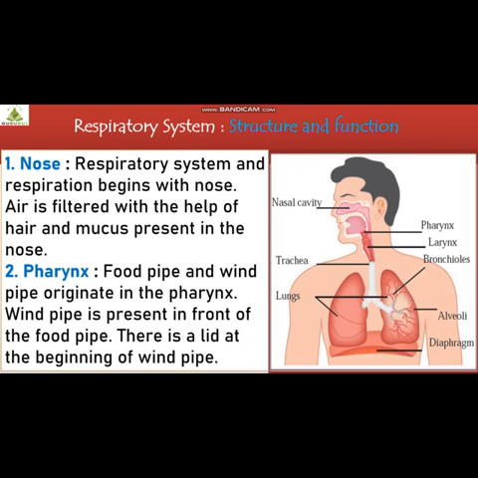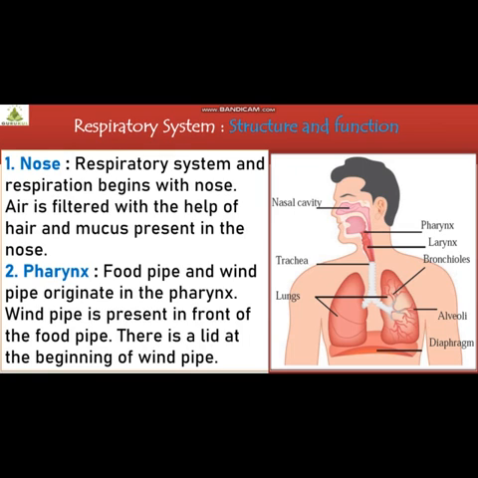So that was the nose. Second, after the nasal cavity, we have the pharynx. Food pipe and windpipe originate in the pharynx. If you observe closely, we have two types of pipes, food pipe and windpipe. After having food, the food is swallowed and goes into the food pipe and then into the stomach and intestines. Both the food pipe and windpipe originate from the pharynx.